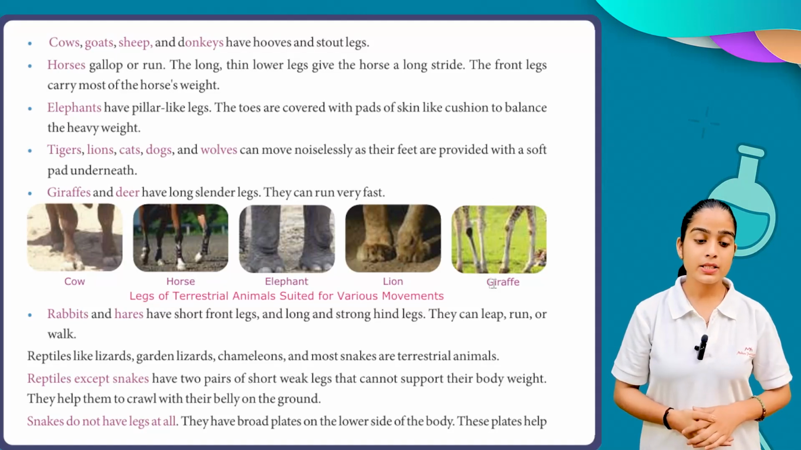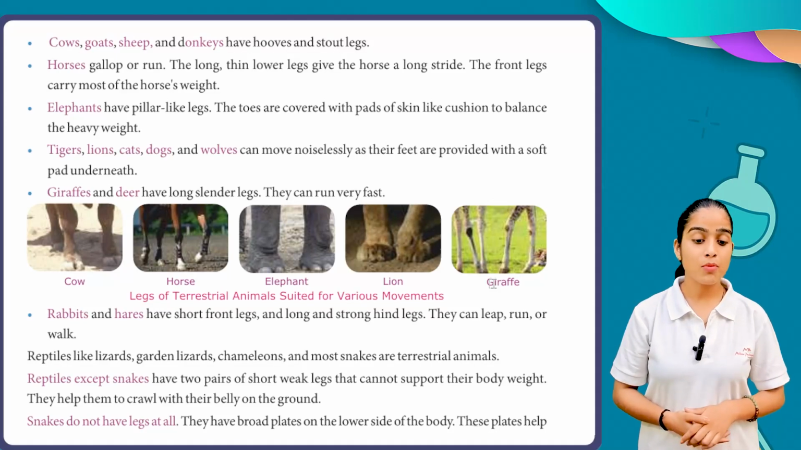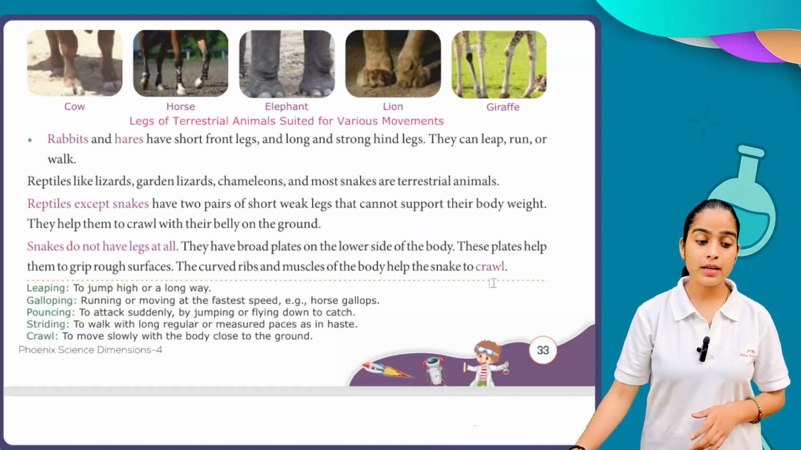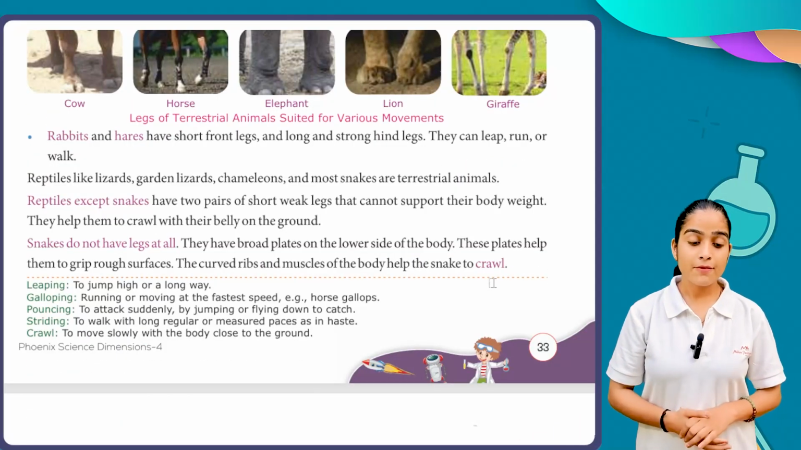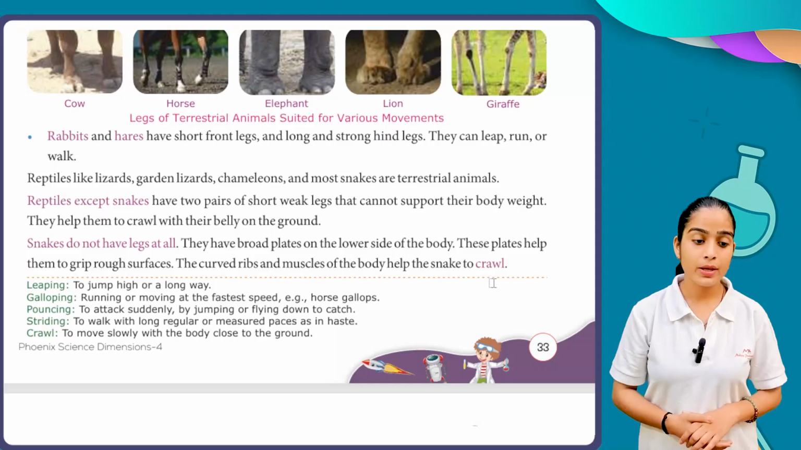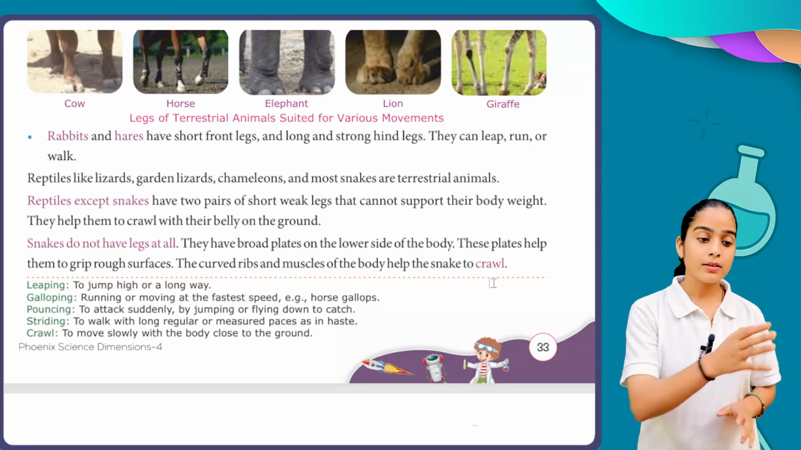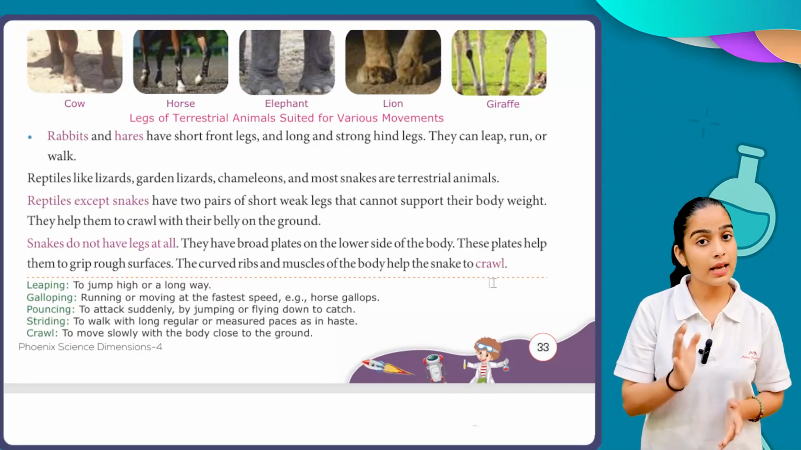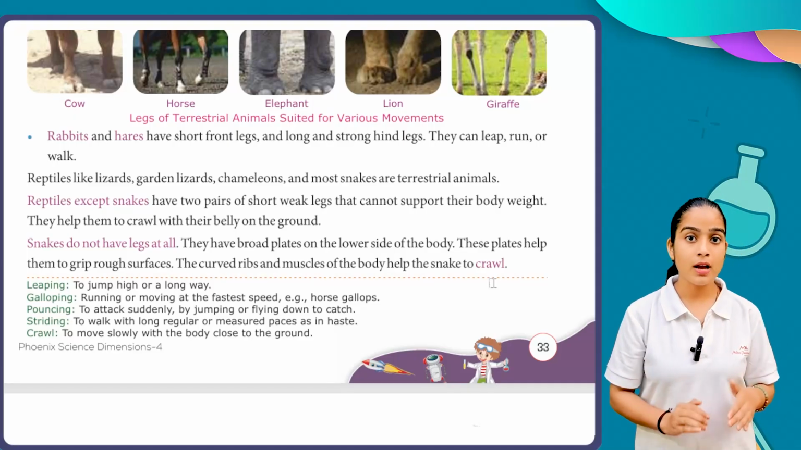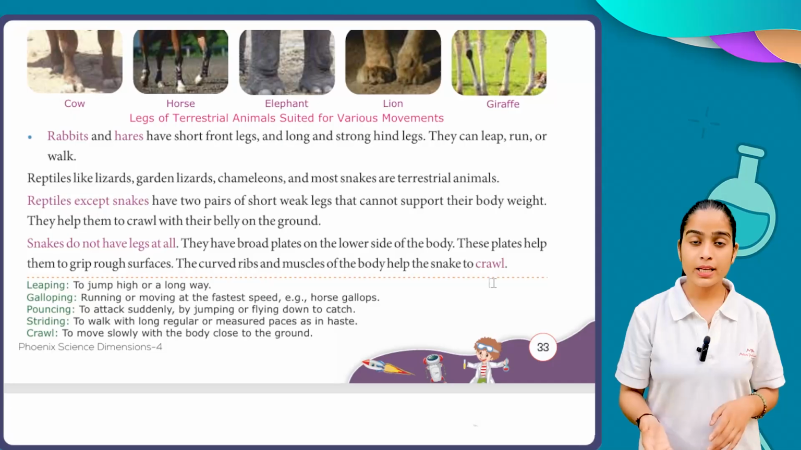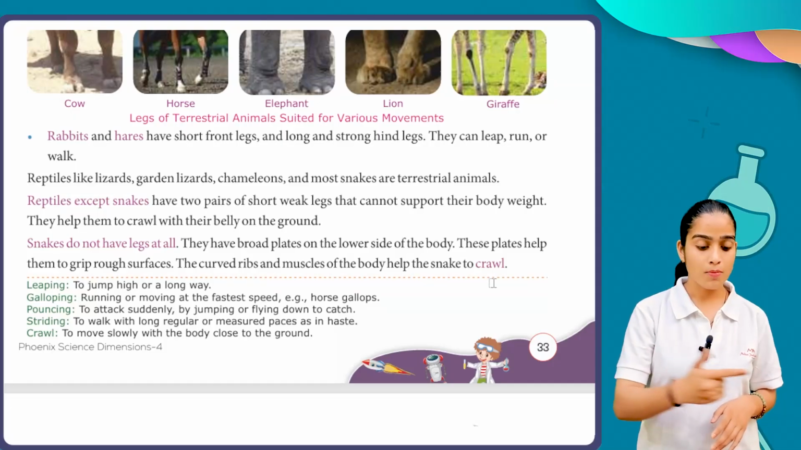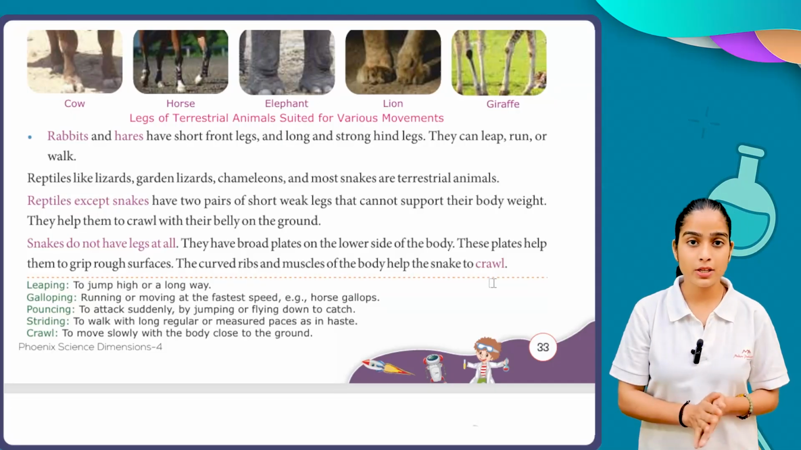Reptiles like lizards, garden lizards, chameleons and most snakes are terrestrial animals. Reptiles except snakes have two pairs of short, weak legs that cannot support their body weight, and they help them to crawl with the belly on the ground. So what we see here is that reptiles except snakes have legs, so they can crawl on the ground, whereas snakes move with the help of the surface area on the ground.